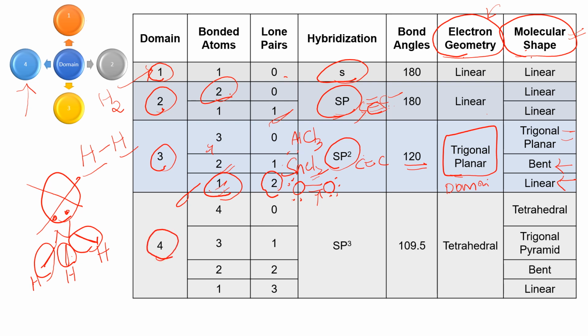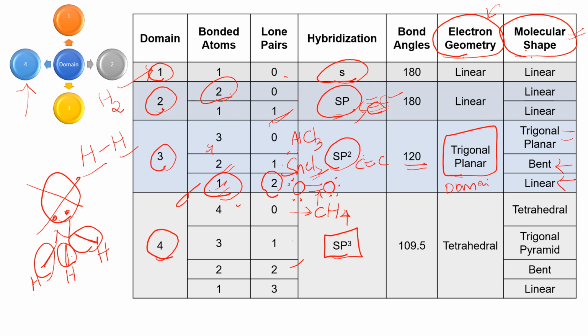Now the most important one is 4. Domain 4 is the most common one we come across, which falls under the sp3 category. When you have domain 4, it could have 3 lone pairs and 1 bond, or 1 lone pair and 3 bonds, or 2 bonded atoms and 2 lone pairs, or 4 bonded atoms. Usually for 4 bonded atoms, the best example is CH4, carbon with 4 bonds, all 4 sigma bonds.